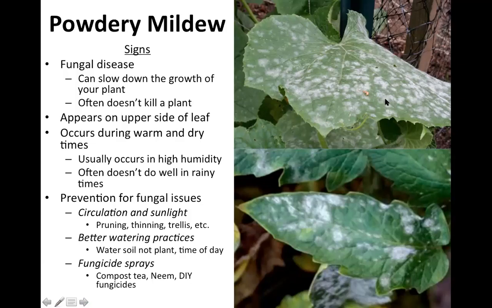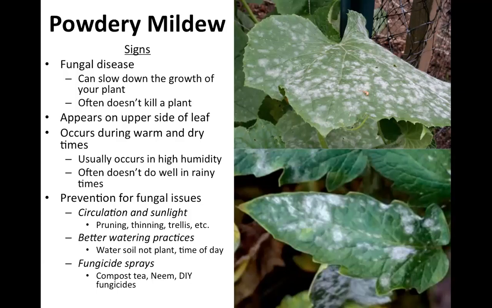But powdery mildew is a really common one. It's a fungal disease. You get it a lot when there's high humidity, especially when you don't have a whole lot of circulation in your garden. That's why you want to trellis things, and why you want to prune things like tomatoes, so you have nice circulation and sunlight. If you plant things too close together, you have a better chance of getting powdery mildew and different fungal issues. So the main thing is circulation, sunlight, and water practices.